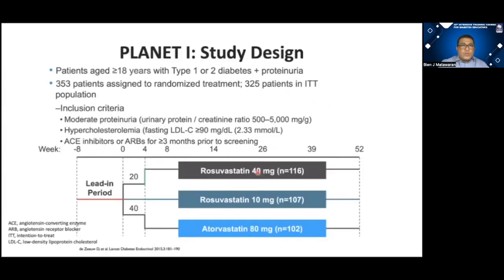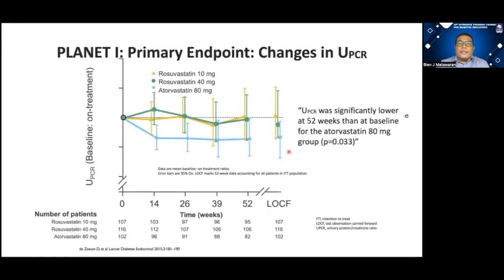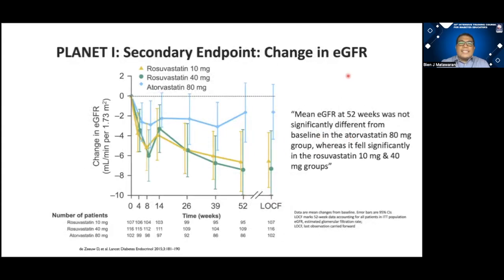In the PLANET trial as well, wherein they enrolled both type 1 and type 2 diabetes, they were given rosuvastatin 40, rosuvastatin 10 milligrams, and atorvastatin 80 milligrams. You see that the urinary protein-creatinine ratio was significantly lower at 52 weeks of treatment in those patients given atorvastatin 80 milligrams, and there was less mean eGFR reduction at 52 weeks in those patients given atorvastatin 80 milligrams versus rosuvastatin 40 and 10 milligrams.